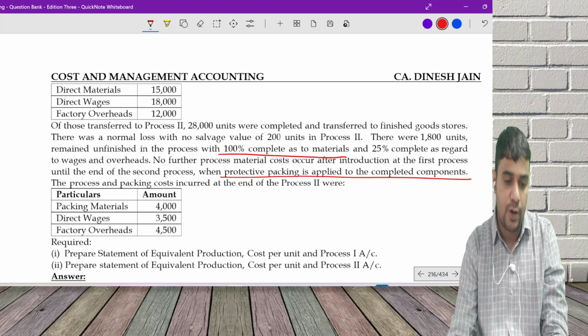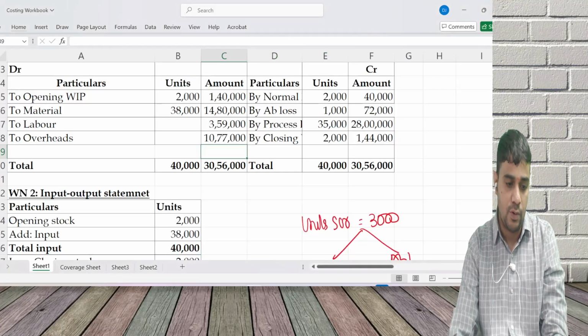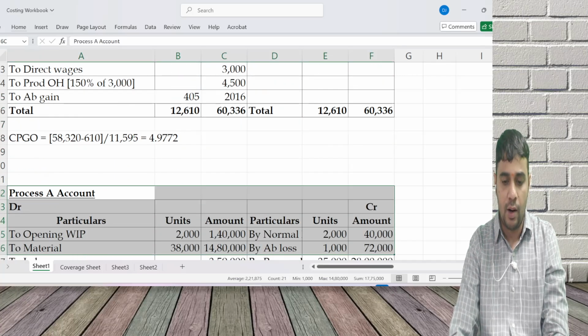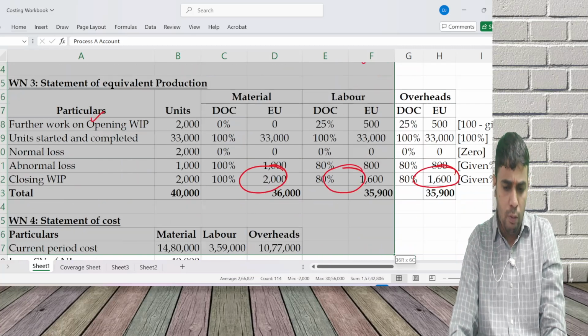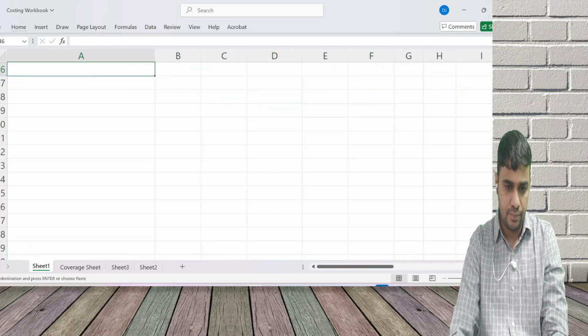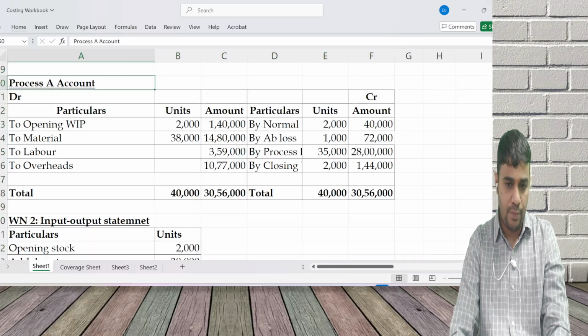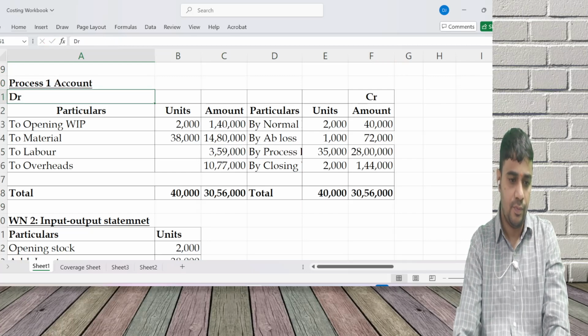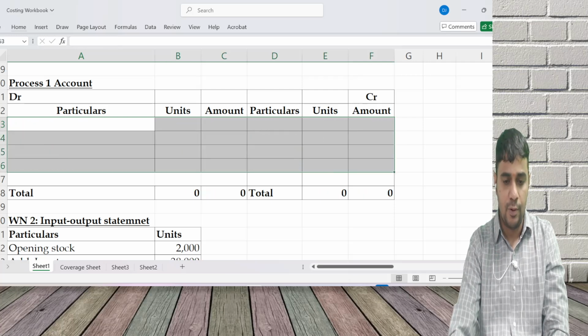First, open the process 1 account. Particulars, units, amount. Particulars, units, amount.